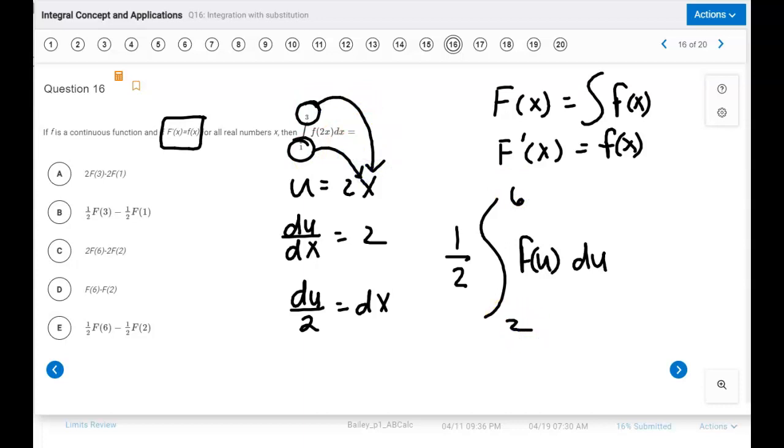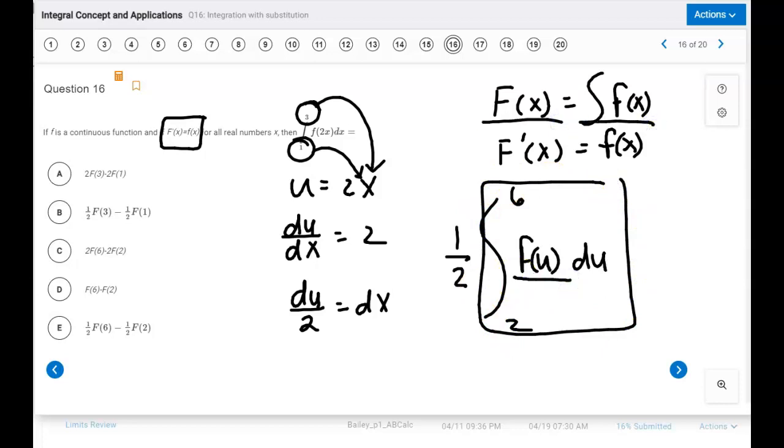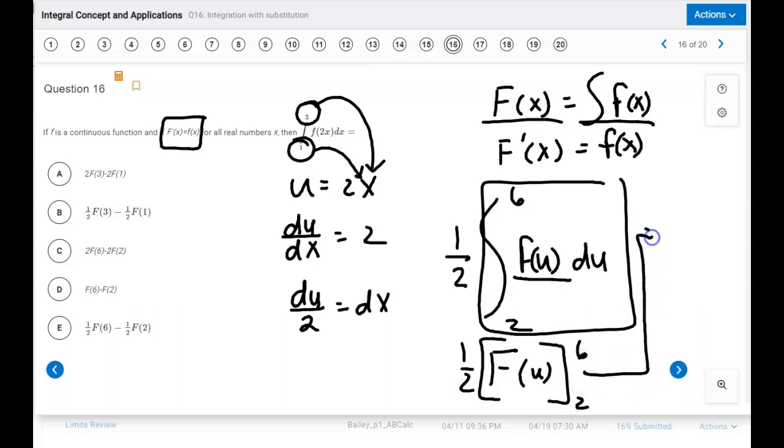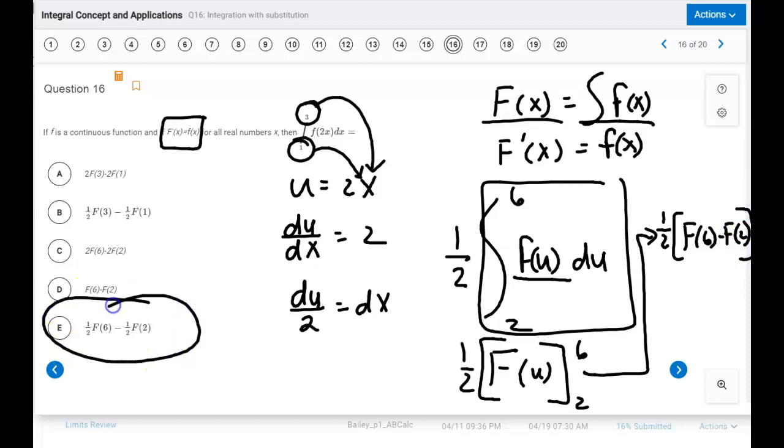And so now if I were to integrate this, the integral of little f is big F, right? So the integral of f of u is big F of u. And then we're going to go ahead and just plug in what we have using the fundamental theorem of calculus. So it's going to be 1/2 brackets big F of 6 minus big F of 2. And then if we go ahead and distribute the half, we'll have our final answer there of E.